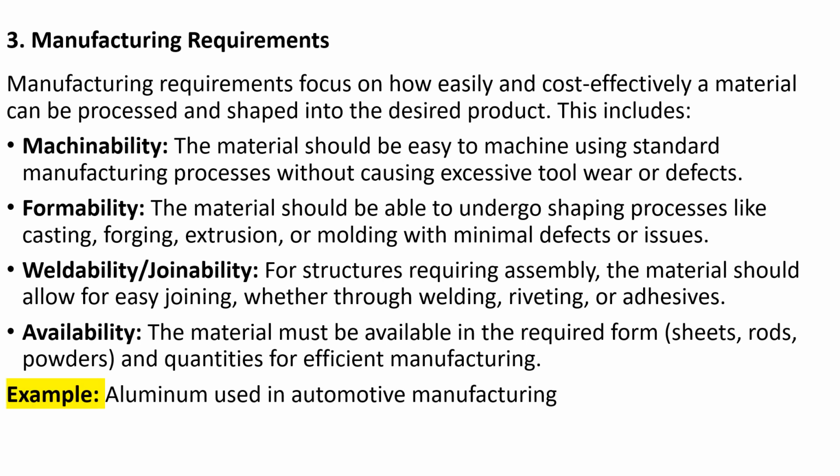Let's take an example for manufacturing requirement: aluminum used in automotive manufacturing, because of its lightweight nature and ease of forming, and also its ability to be welded or riveted without difficulty. This makes it a practical choice for industry.